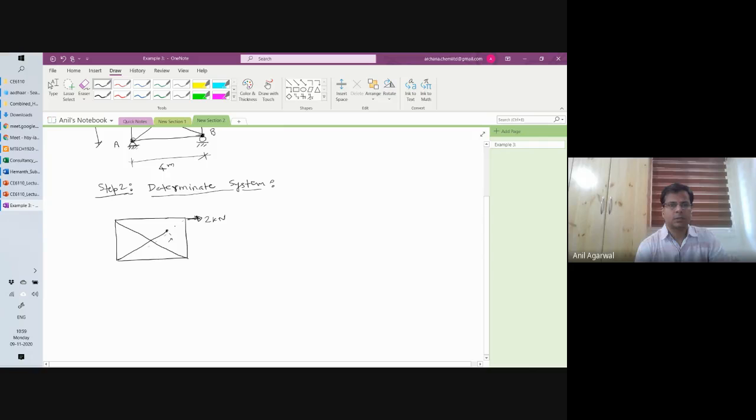Just to keep it easier, I've not changed the alignment just to avoid the confusion. There is a gap, and I'm calling that gap delta AC. This member is AC, right? This is delta AC because of the external load, 2 kilonewton. Fine.